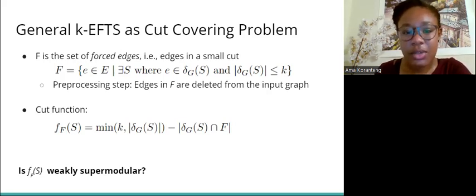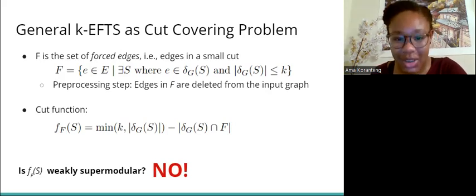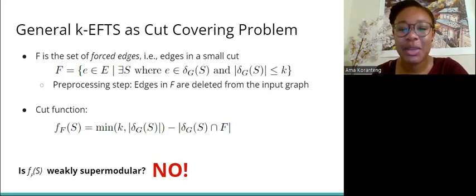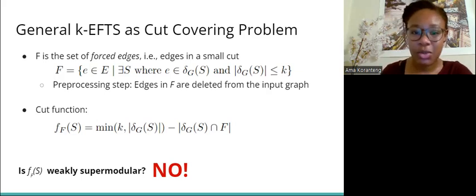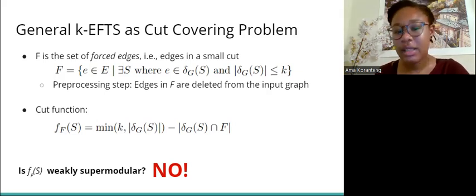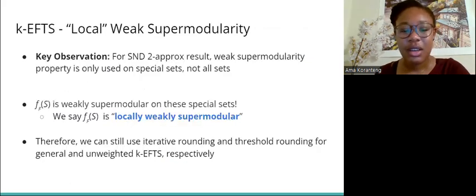All right, so we've defined this cut function. It captures the problem. So the hope is that it's weakly supermodular. Actually, unfortunately, it's not. But maybe that seems strange at first because I did just say that we tried some other cut functions that also capture the problem and that those cut functions weren't weakly supermodular. So why is this cut function special if it's also not weakly supermodular?